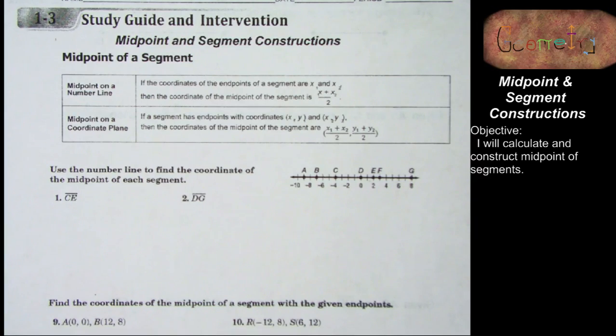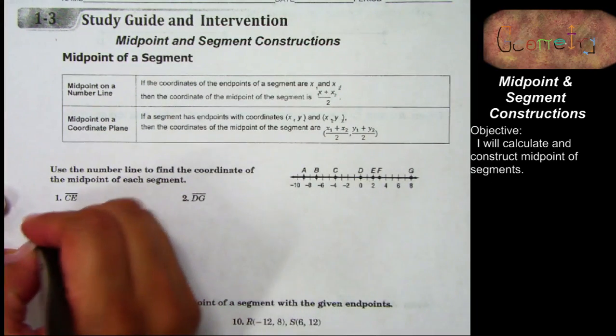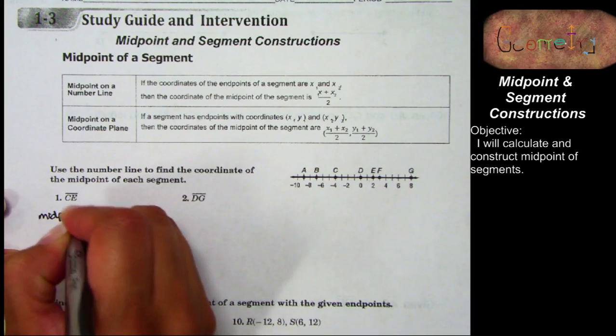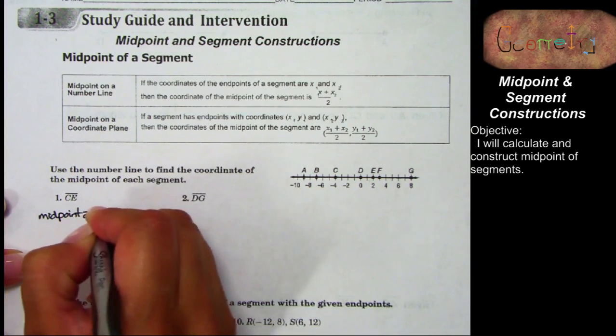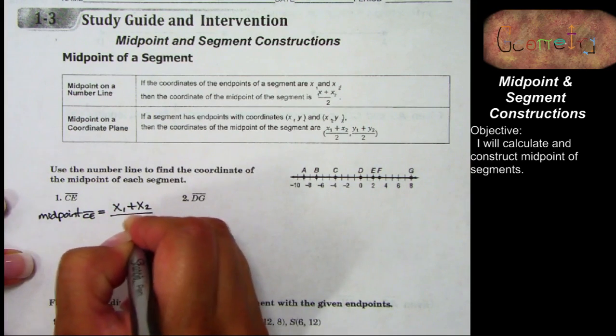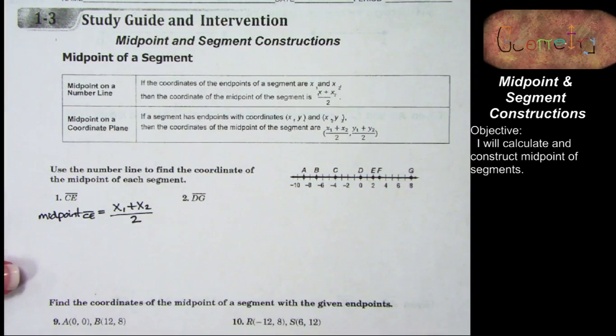First off, on number 1, how many dimensions? 1. So which formula should we be using? The very first one, the formula that says the midpoint of line segment CE is equal to x1 plus x2, all of that divided by 2.